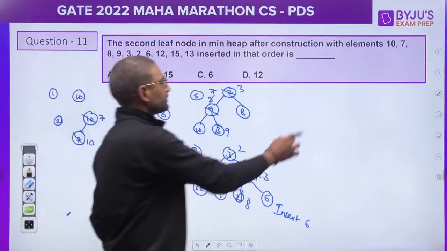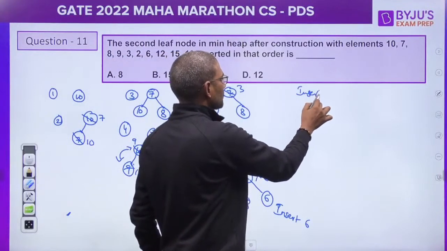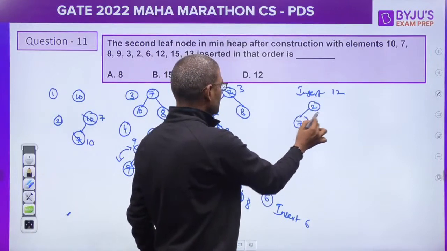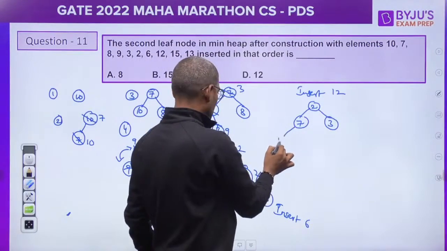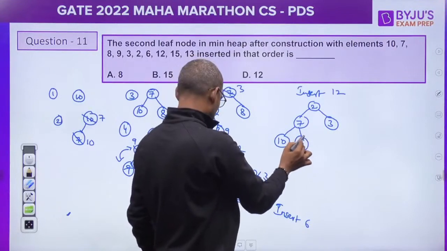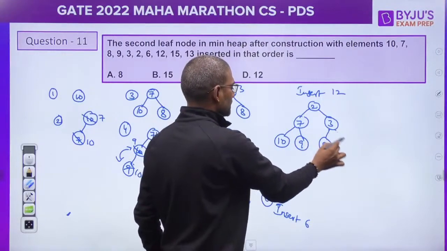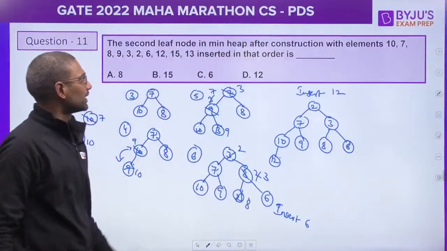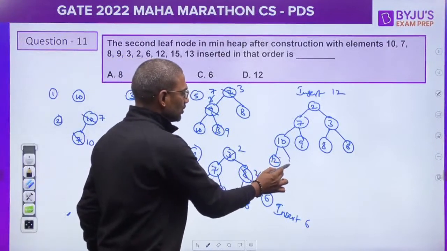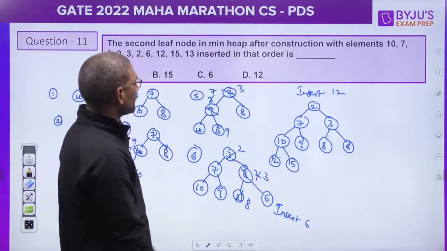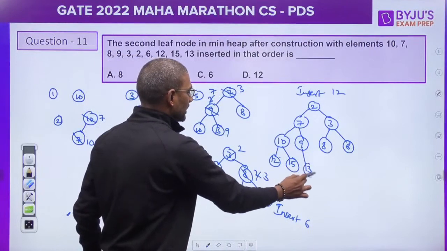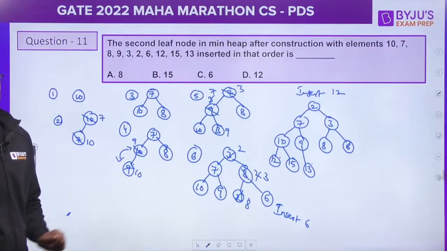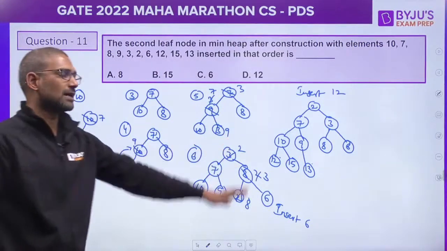Next insert 12. So here 2, 7, 3, 10, 9, 8, 6 and 12 we insert here. No change is required. Now 15 we insert, no change is required. Then 13 we insert, no change is required. Now this is the final min heap we have got.